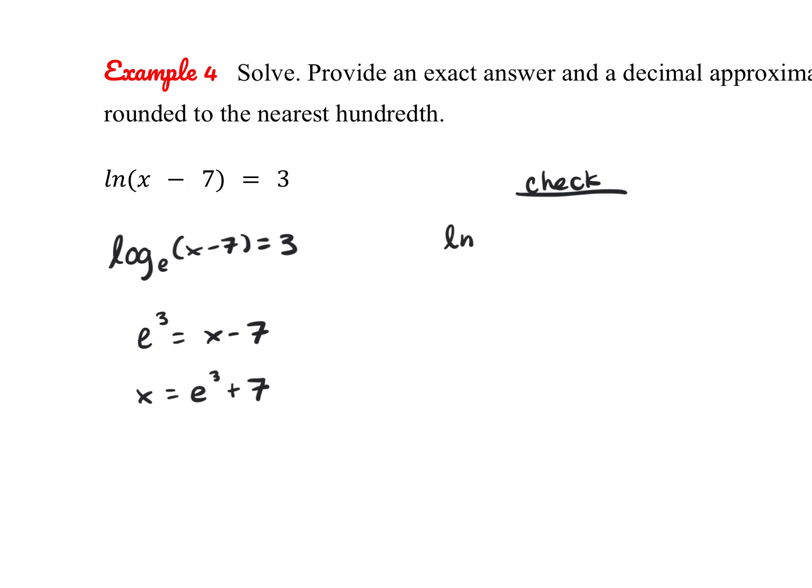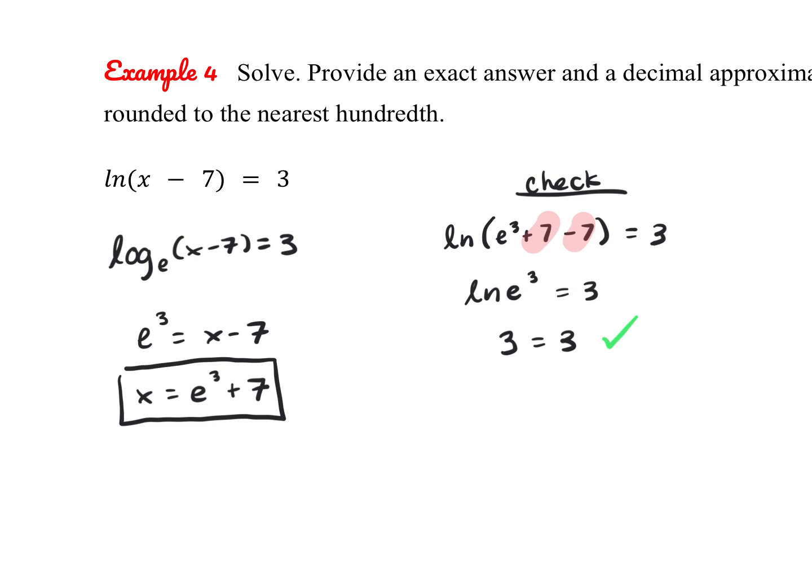So we have the natural log of e cubed plus 7 minus 7 equals 3. So the plus 7 minus 7 will disappear. So natural log of e cubed. Remember here, I have base e, they essentially undo each other, and all I'm left with is 3. So 3 equals 3. So we know that it is a solution.